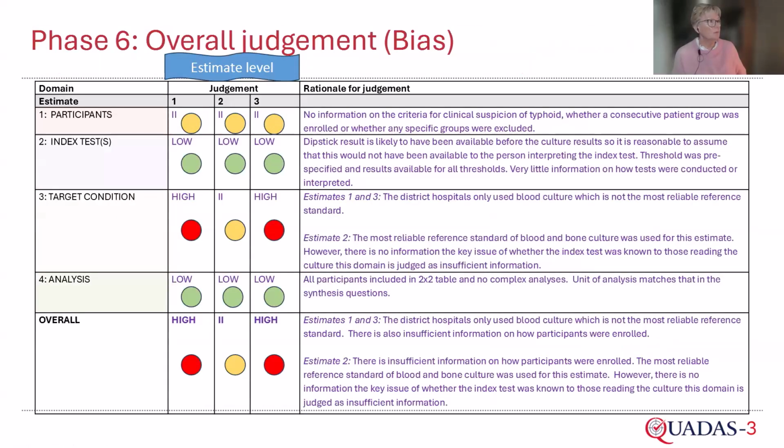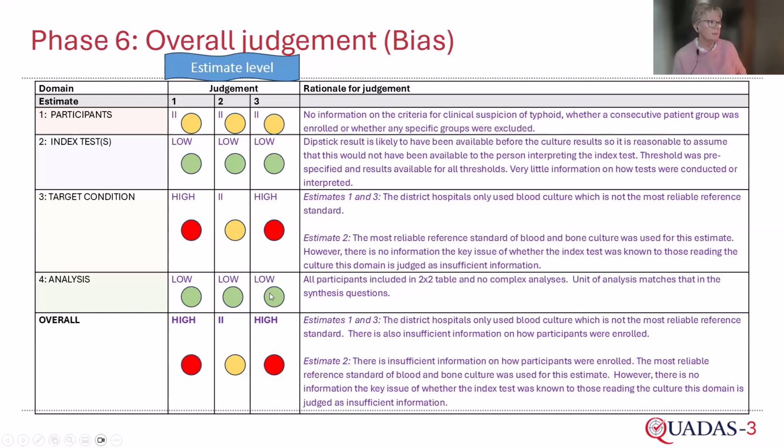And here's an example of making an overall judgment across four domains for risk of bias. And you can see that the domain level judgments are here. So we've got the participant domain is an insufficient information. Index test is being judged at low risk of bias, the target condition at high risk of bias, and the analysis domain at low risk of bias. Because of the high risk of bias of the target condition, the overall judgment for estimate 1 here is that it's at high risk of bias.